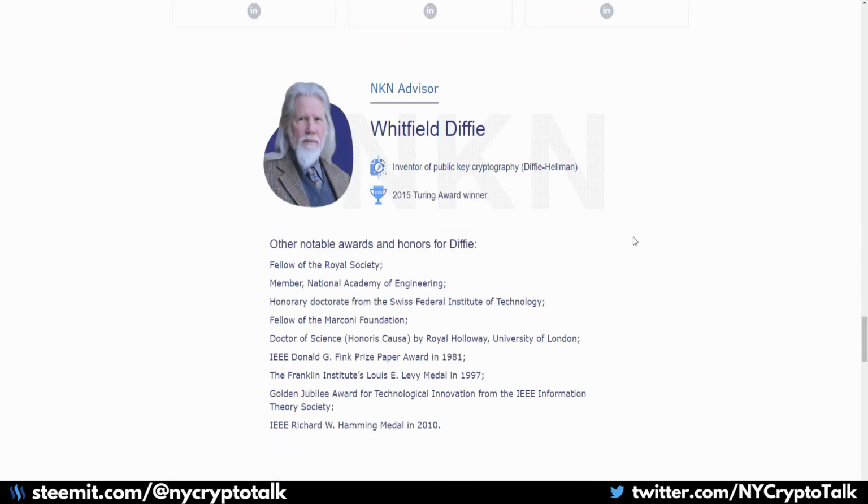They also have an advisor, and if you guys are not familiar, he is actually the inventor of public key cryptography, Whitfield Diffie. The original public key cryptography is called Diffie-Hellman. He also is a Turing Award winner. He has a lot of background, so having an advisor in this capacity is similar to having a Bill Gates. When it comes to cryptography, he is one of the most well-known individuals, so having him as an advisor in this project is hands down an A+ in my book.